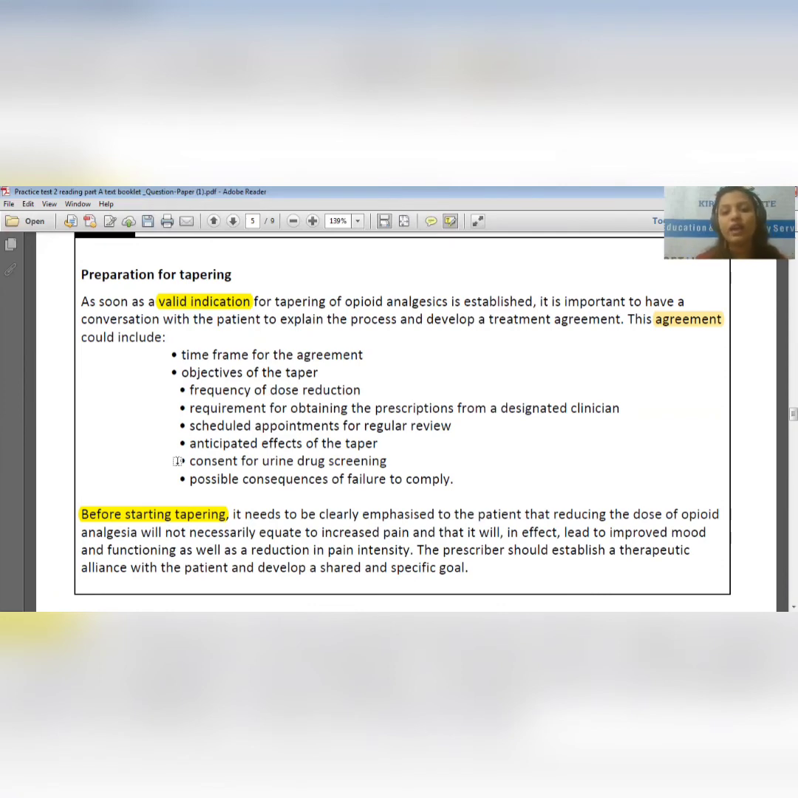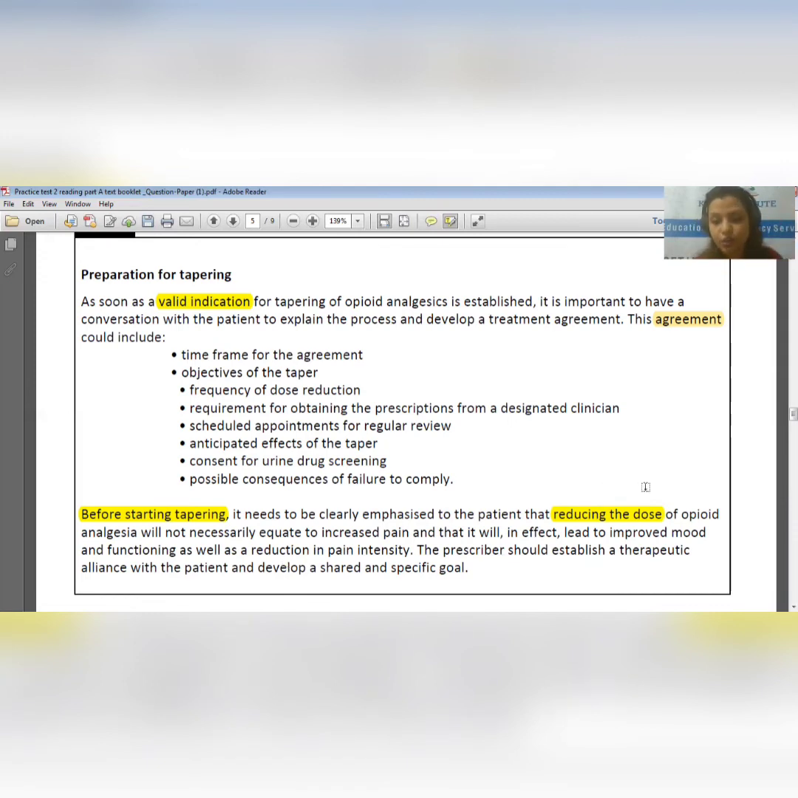Till now, whatever I read is about increased pain and improved mood. But my question is asking that if I reduce the dose of opioid dependence, it leads to a reduction of what? So I'm searching for the word decreased or reduction, declining, something like that. Here I have read about increased pain, improved mood and functioning, as well as a reduction in pain intensity.